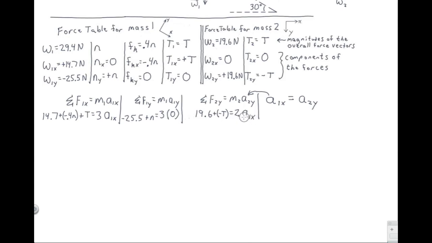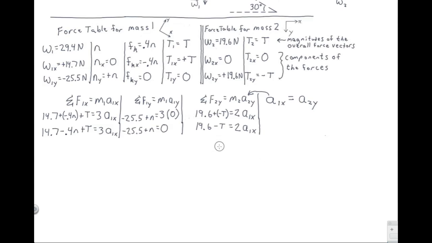Anything that you can do that reduces the total number of variables that you're dealing with makes it easier to solve the math. So now, rather than dealing with the two variables a sub 1x and a sub 2y, we're just dealing with the one variable a sub 1x. In addition to that, we're also dealing with capital T and lowercase n. So we've used this equation to make a substitution and reduce our total number of variables.